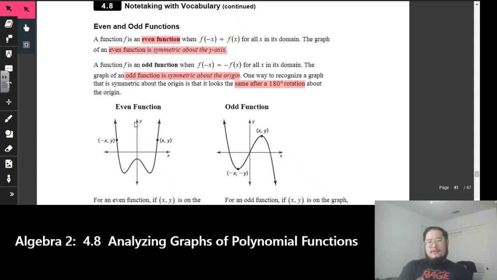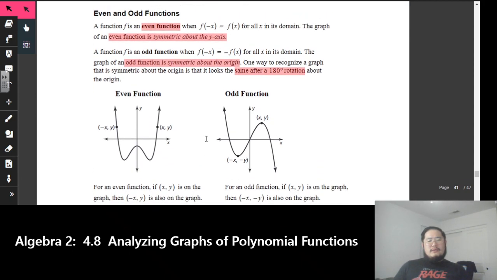What you're going to have to do, however, is you're going to have to test this out. And the test here is this. If you plug in negative x into your function, and if it remains the same, then it's going to be considered an even function. Okay? I'll talk more about that in a bit. Let's take a look right here at the next one.